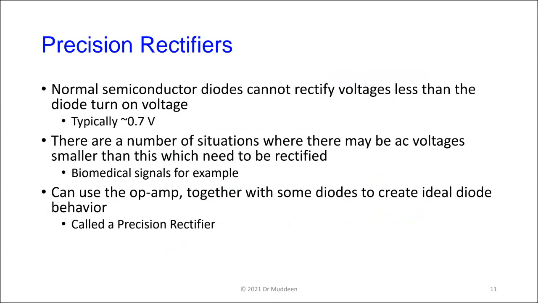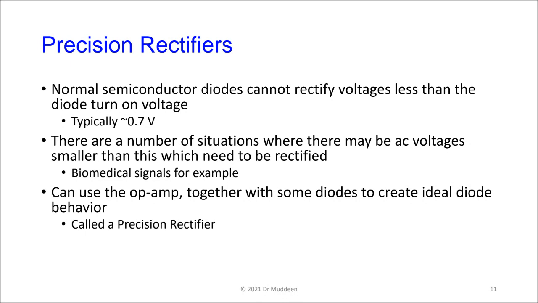Now you would remember, because we discussed this and you went through this enough already, that silicon diodes typically need about 0.6, 0.7 volts to be biased to start to conduct. So if you try to rectify a voltage that has an amplitude of less than 0.7 volts typically, you're not going to be able to rectify that.